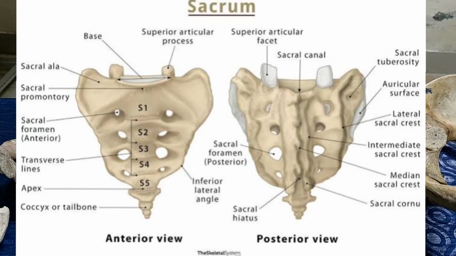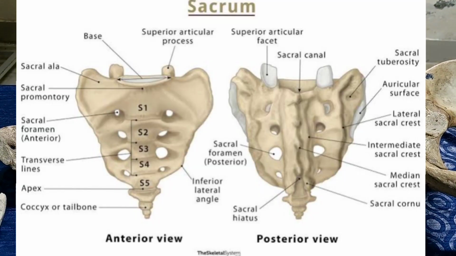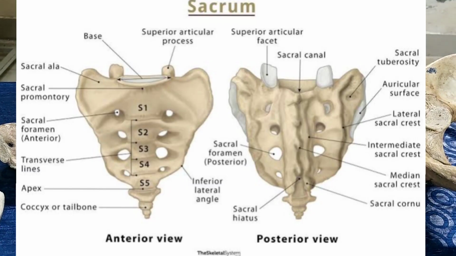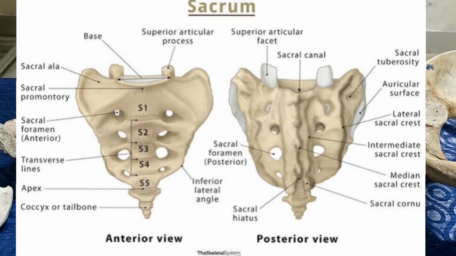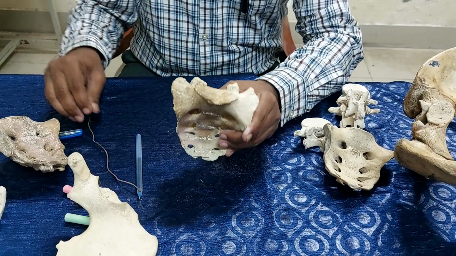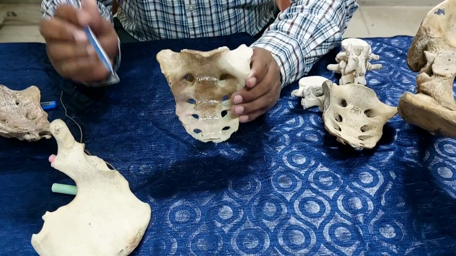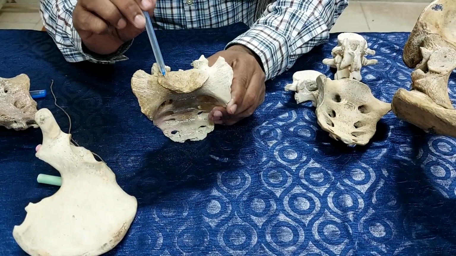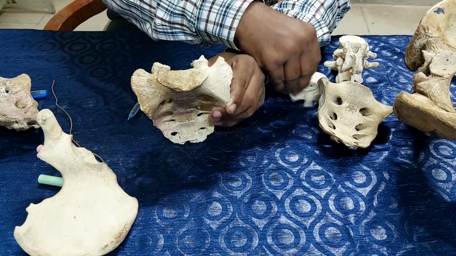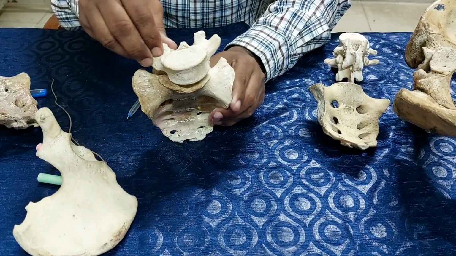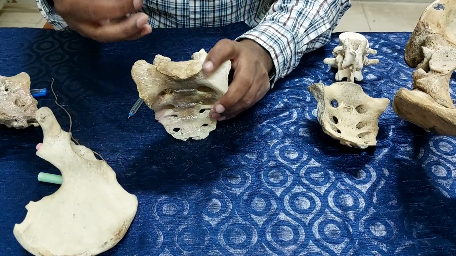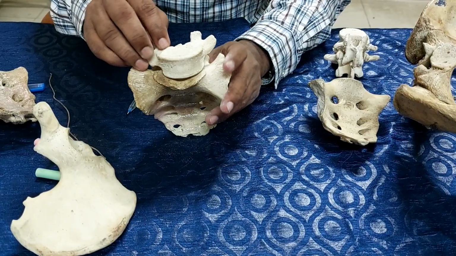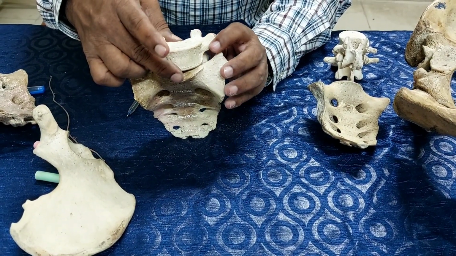Then come to some important attachments or relations or structures which are related to the sacrum. What are these? I told you this is the body of the first sacral vertebra. This body articulates with the body of the fifth lumbar vertebra. So the joint found between these bodies is called the lumbosacral joint, and it is a secondary cartilaginous joint.